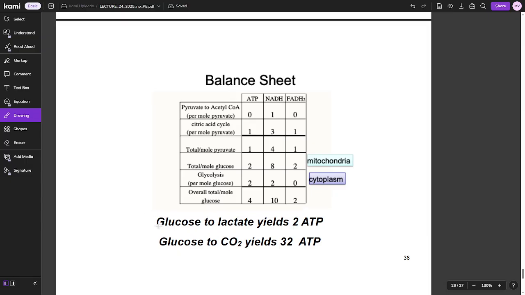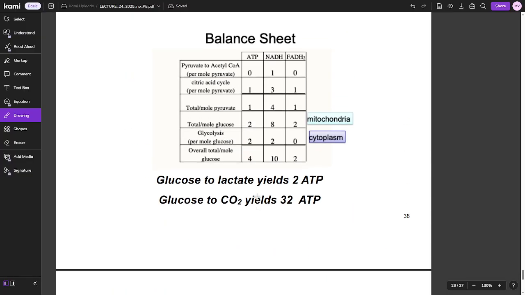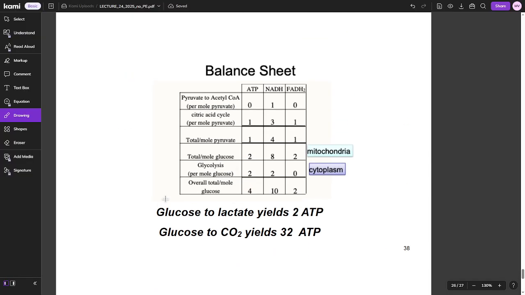So if we take a look at this, I don't know why it says CO2. I feel like it should say O2. A bit misleading. But basically, if you go through the entirety of this, if you just go from glucose to lactate, you're only going to get 2 ATP. But if you go all the way through the electron transport chain, generally speaking, you'll get 32 ATP. And that's the main thing you should take away from this lecture.